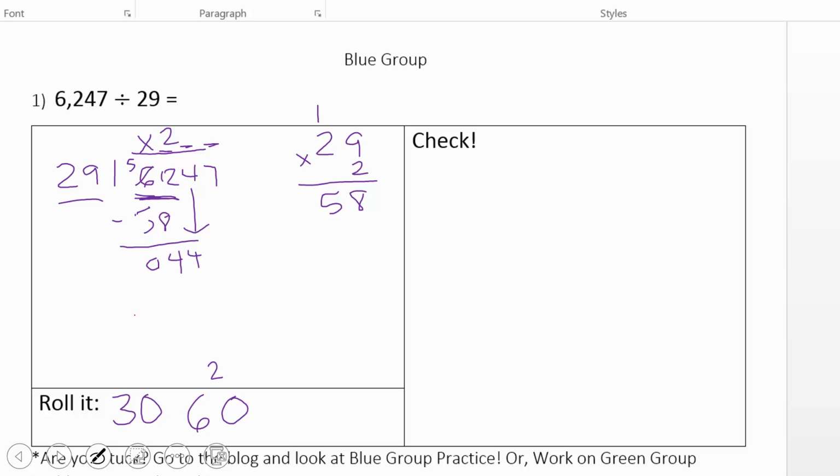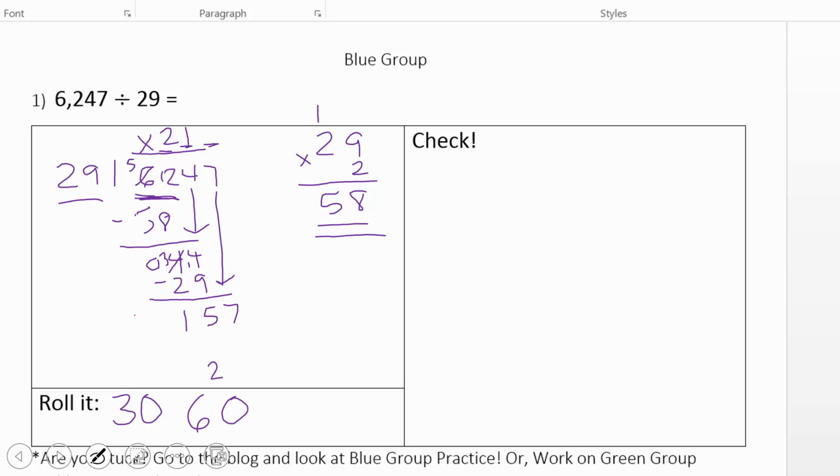So now I have to do it again. I have to ask myself, does 29 go into 44? How many times? Well, let's look down at our roll it. When I did 29 times 2, I got 58, and 58 is bigger than 44, so a 2 can't pop up. It looks like it's just going to have to be a 1. And 1 pops up, and 29 times 1 is just 29. So when we subtract, a 4 turns into the 3 because we have to borrow, and 14 minus 9 is 5, and 3 minus 2 is 1, and I bring down the 7.